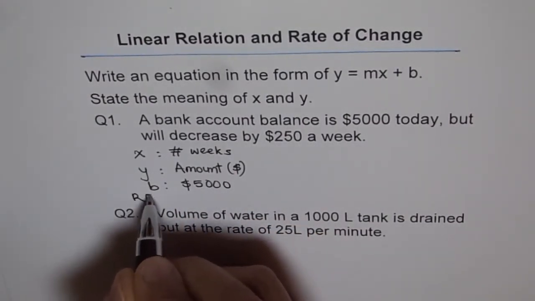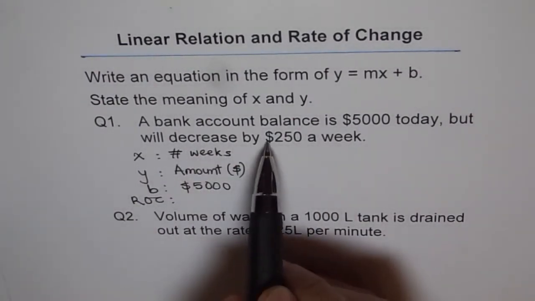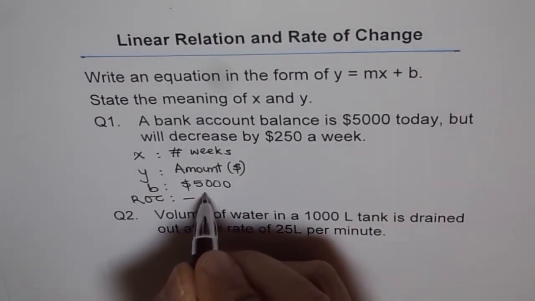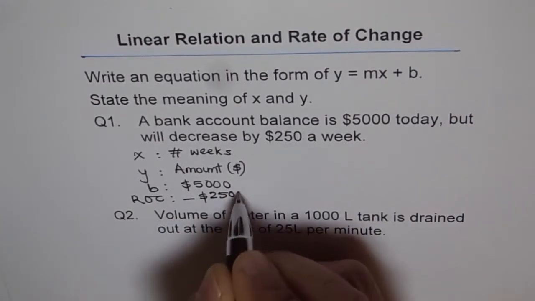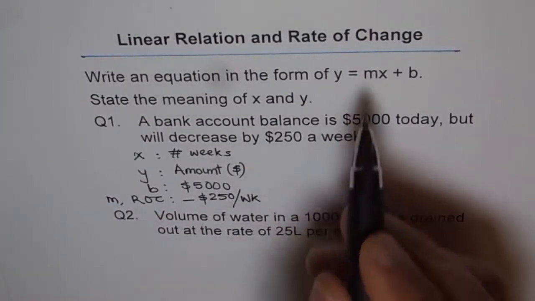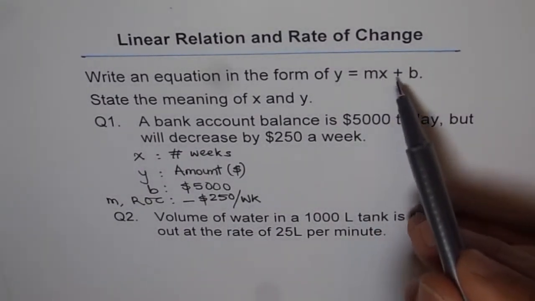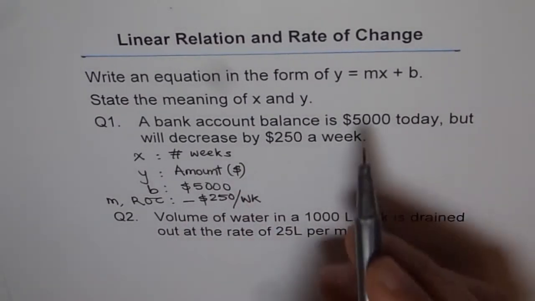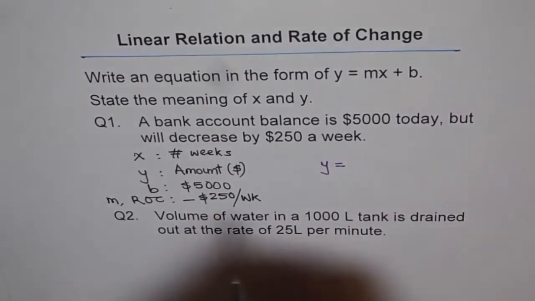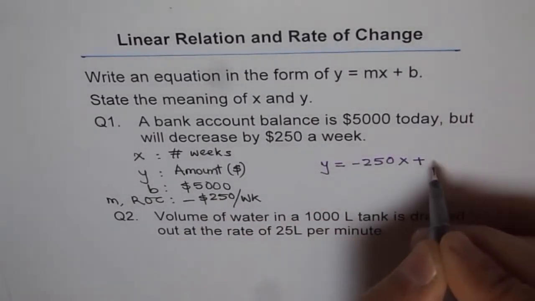And what is the rate of change? The rate of change is something which is changing weekly. It is decreasing by $250. Decreasing means negative. So let me write minus $250 per week, correct? So the rate of change is the slope, the m value. That is how we define and understand all the components of this equation. Once we know this, we can write down our equation. So our equation is y equals minus 250x plus 5,000.